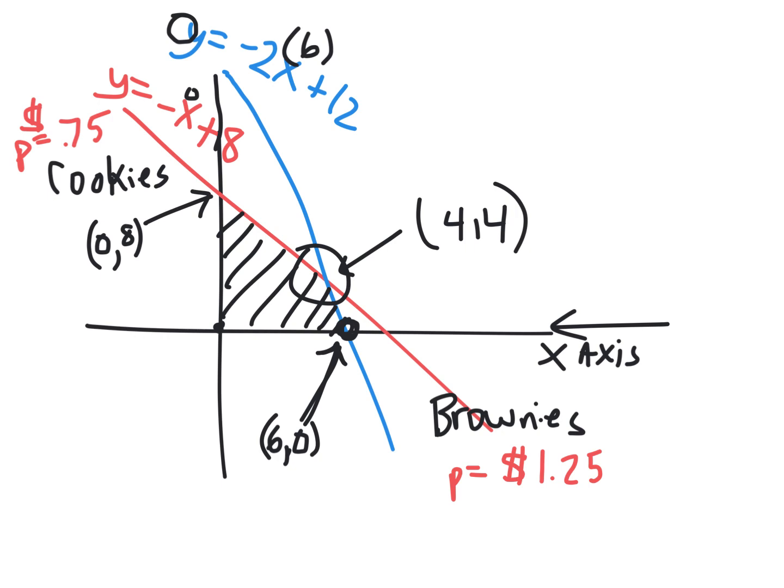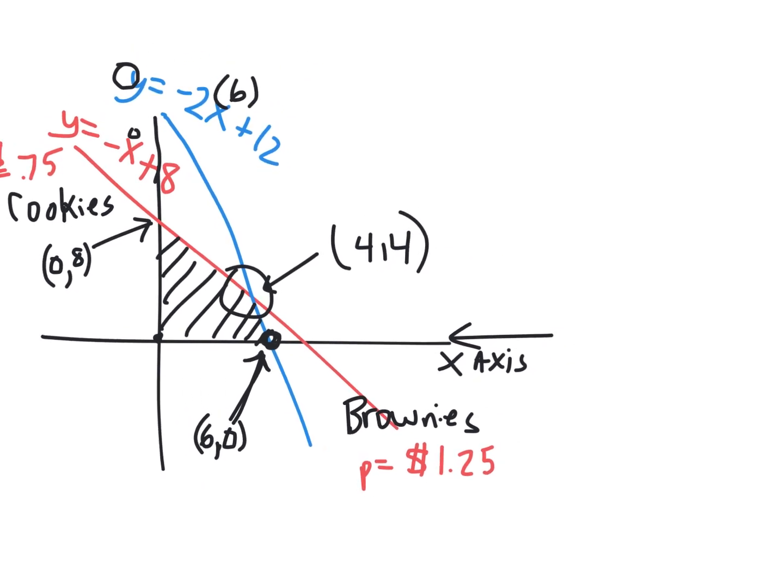Now, there might be reasons why you might say, even though this makes the most profit, I'm not going to do that. But you've got to figure out which makes you the most profit. So you make a list of all of them. 0, 0, I wouldn't make you list that because we all know that makes nothing. 0, 8 makes you something. 4, 4 makes you something. And 6, 0 makes you something. Figure out the profit at each spot.